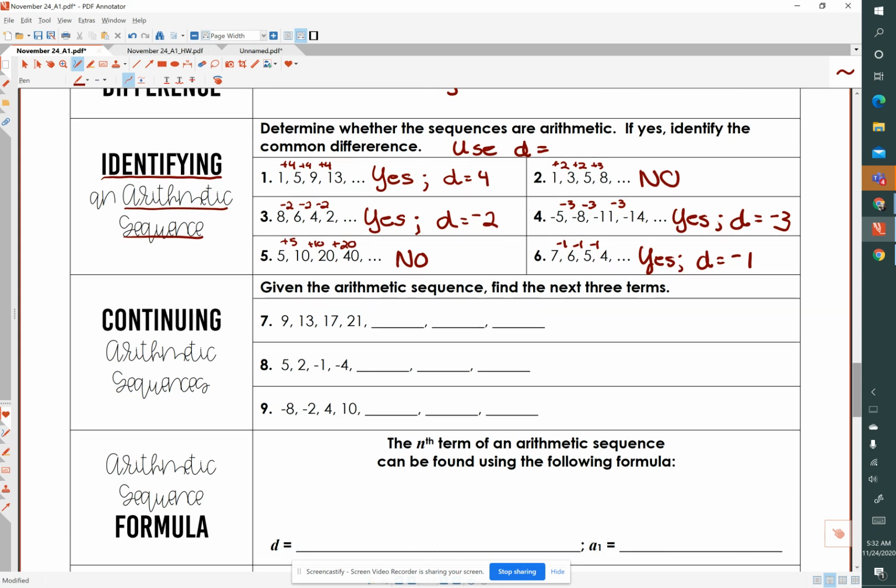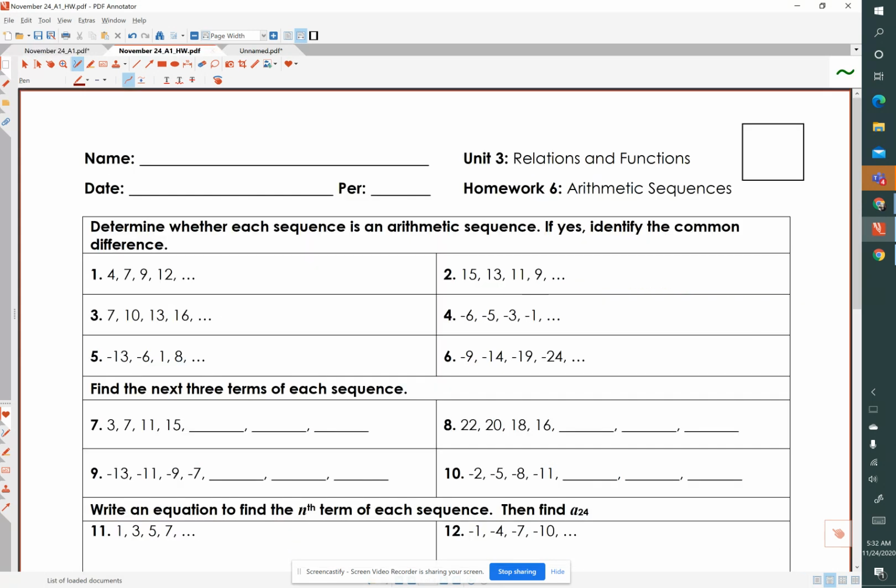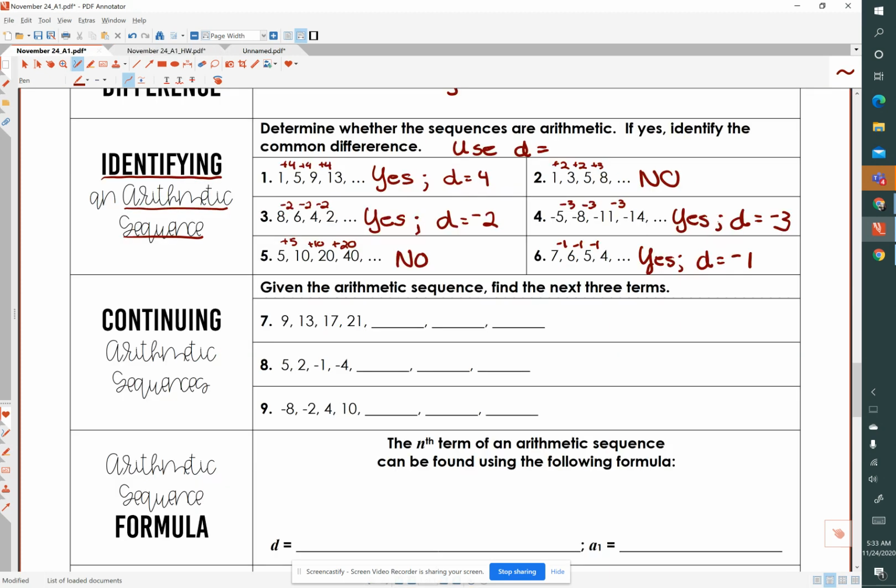So you get the idea, and in your homework, in the first 6 problems, you'll be doing the exact same thing. You will just be looking to see, is there a common difference? So I can do the first one with you. 4 to 7, we add 3. 7 to 9, we add 2. 9 to 12, we add 3. Not a common difference, so it's not an arithmetic sequence. And you just go through that process for each one of them.